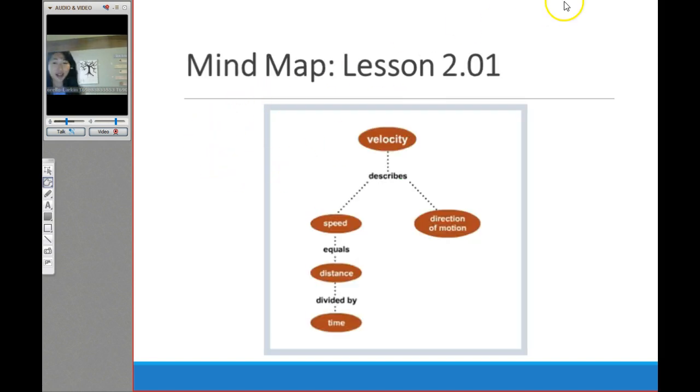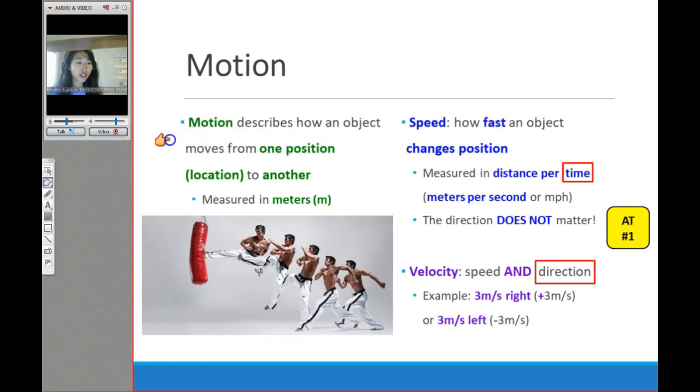Okay, let's go ahead. We're going to start off by talking about velocity. First off, motion describes how an object moves from one position or location to another. So motion is how you get from A to B. And we measure this in meters. Remember, we measure distance in meters in science. Meters is the unit that we use in science.